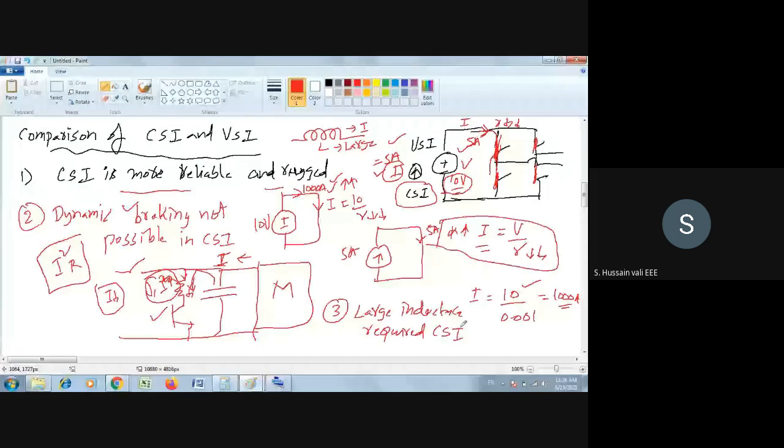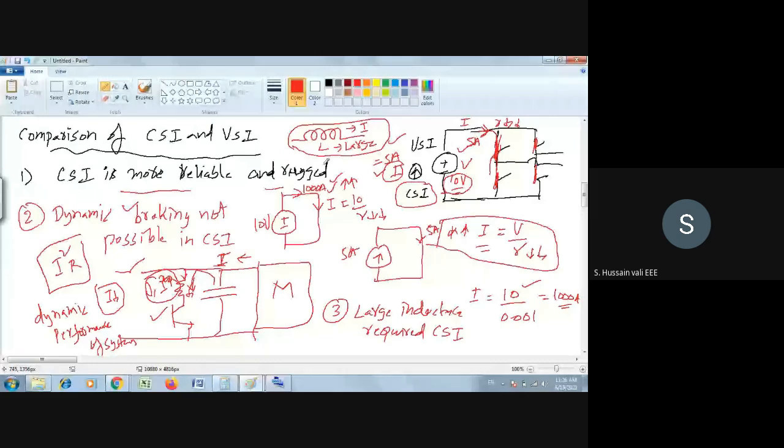And because of this large inductance, there is another thing also. This large inductance may affect the dynamic response or dynamic performance of the system. I hope you know that any system is called dynamic when the system has an energy storage element. Now you are having a very large value of inductor. So this large inductor will affect the dynamic performance of your system. That is the third difference.